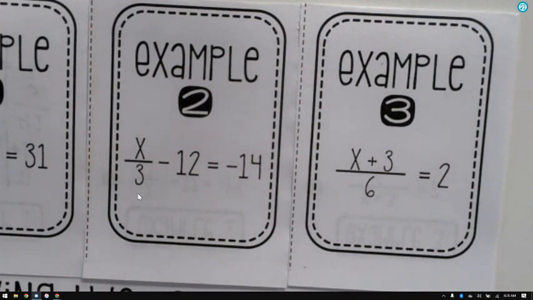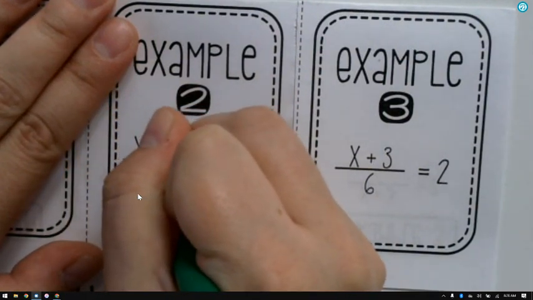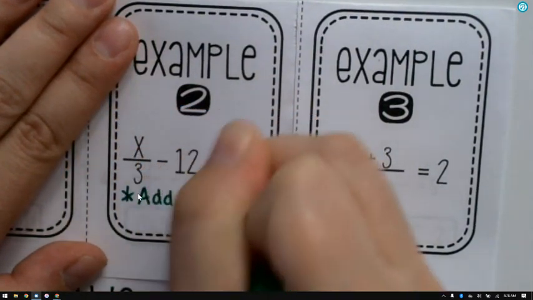So let's write a note to ourselves on the front of this foldable here. With this one, x over 3 minus 12 equals negative 14. If your problem looks like this, you are dividing and then you have something you're adding or subtracting, your first step is going to be to add or subtract first. So put a little note to yourself that says add/subtract first.